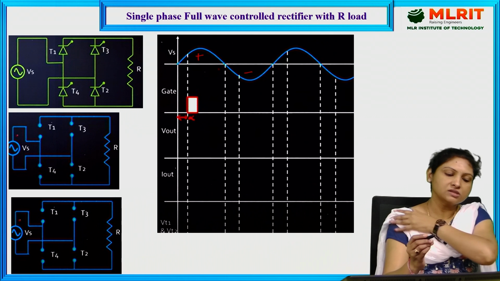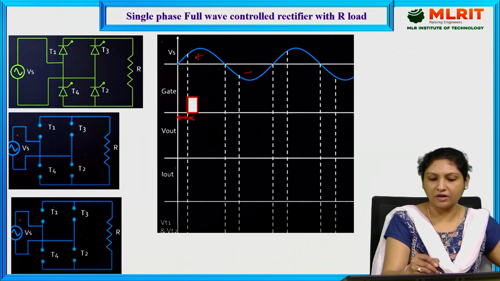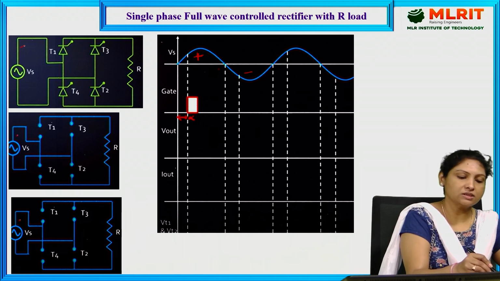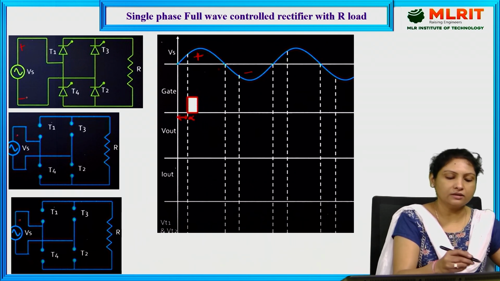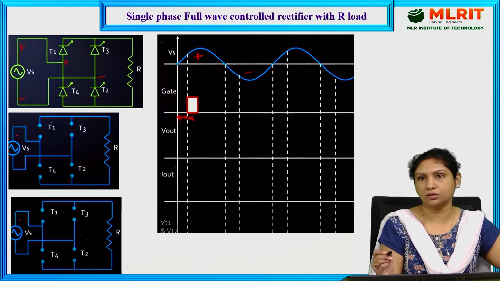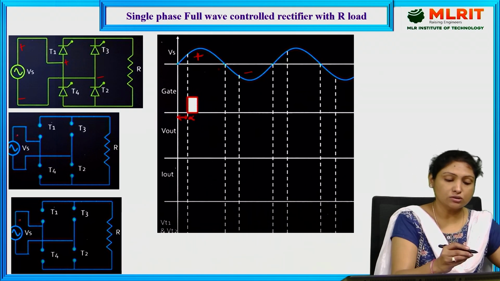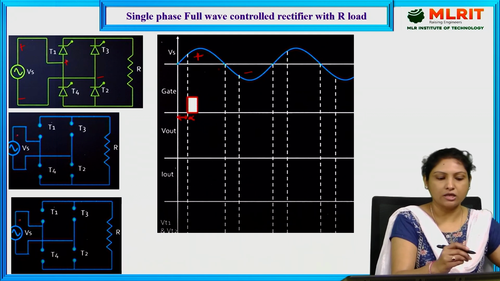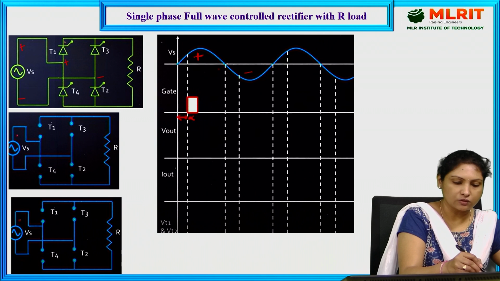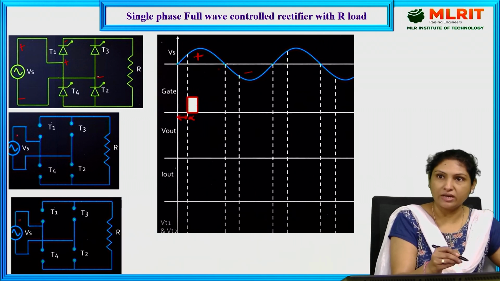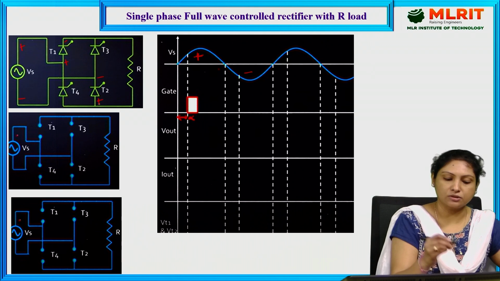And here, see, during the positive half cycle of the input voltage, the polarities across the supply will be positive, negative, and here the polarities will be positive and negative. This is during the positive half cycle. And because of which, if you closely observe, the anode of thyristor 1 is positive, so obviously cathode will be negative. And since cathode of thyristor 2 is negative, anode will be positive.